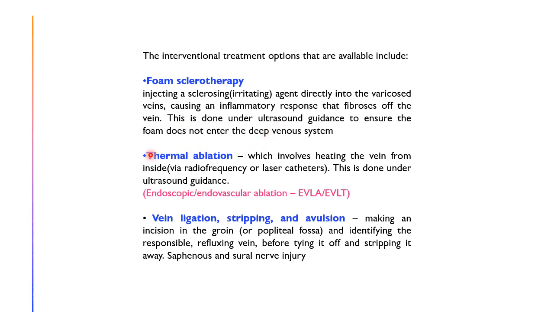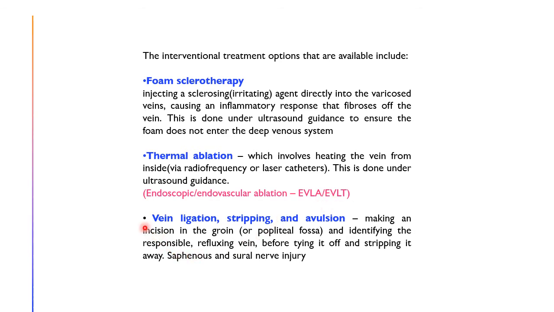Next treatment available is called foam sclerotherapy, which involves the injection of a sclerosing agent, which is an irritating agent, directly into the varicose veins, causing an inflammatory response and subsequent fibrosis of the vein. This is done under ultrasound guidance to ensure the foam or the irritant does not enter the deep venous system and cause DVT.